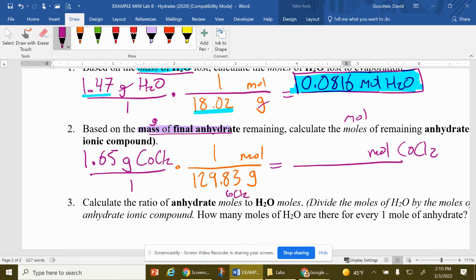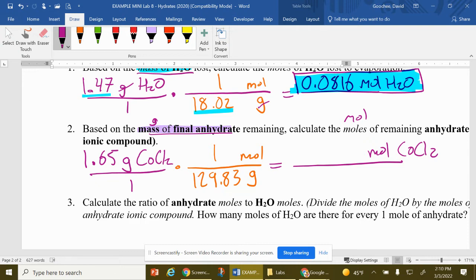If you did this with the blue crystal, copper 2 sulfate, then you're going to have to figure it out with CuSO4. If you did it with nickel 2 sulfate, you're going to have to figure it out with NiSO4. But I did it with cobalt 2 chloride, and so that's the molar mass of cobalt 2 chloride.